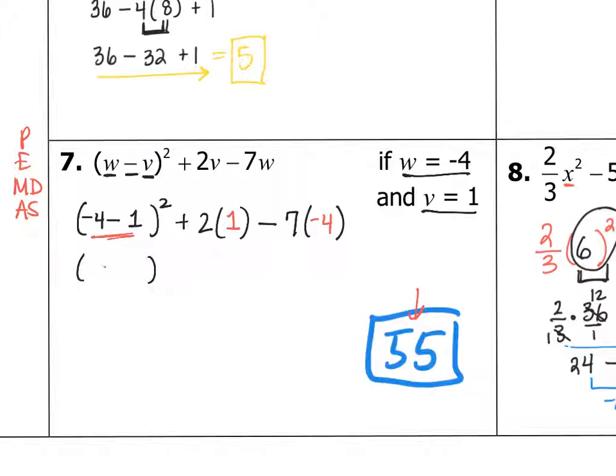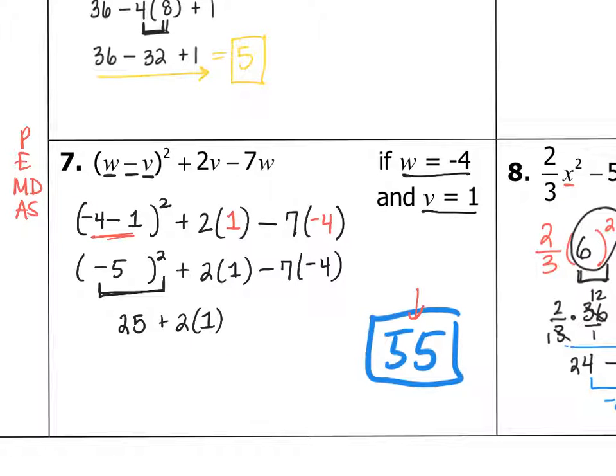Negative 4 take away 1 is negative 5. That's going to get squared. Plus 2 times 1 minus 7 times negative 4. So let's take care of the exponent. Negative 5 squared is positive 25 because it's negative 5 times negative 5, plus 2 times 1 minus 7 times negative 4. Now I can take care of the multiplication.